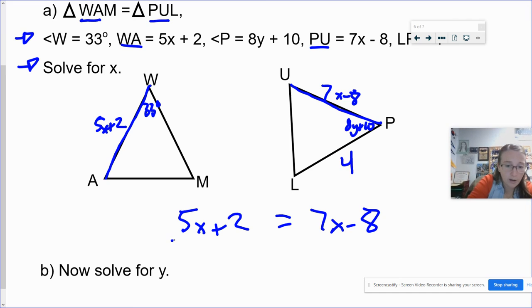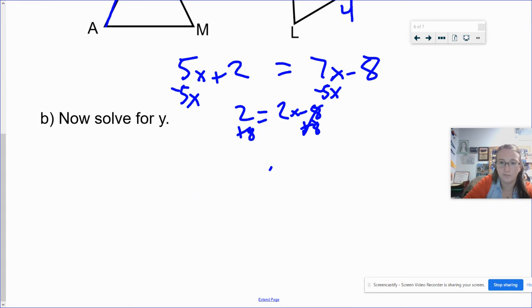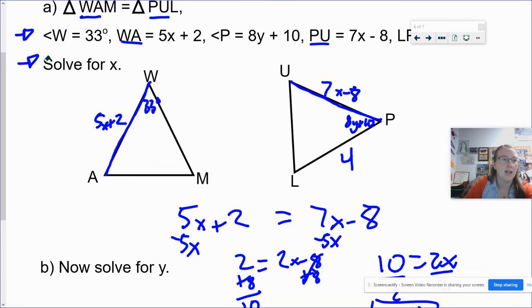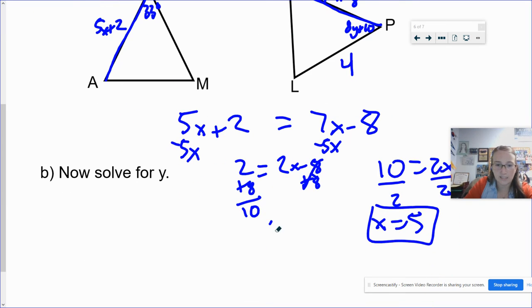Okay, so I'm gonna go ahead and subtract the 5x over. You didn't have to do that. You could have done something different. This is 2x minus 8, and I need to add the 8 over. I'm gonna bump over here. This gives me 10, right? So I got 10 equals 2x. We divide by 2. We get x equals 5. So there's our answer for the first. And they just wanted to solve for x, so we're done. I'm going to go ahead and erase some of this, though, to get it out of the way for the next one.